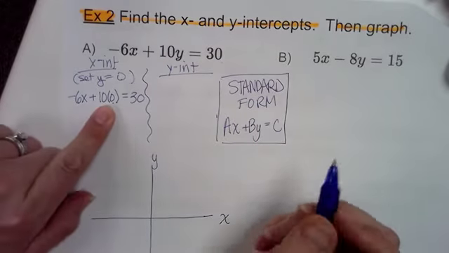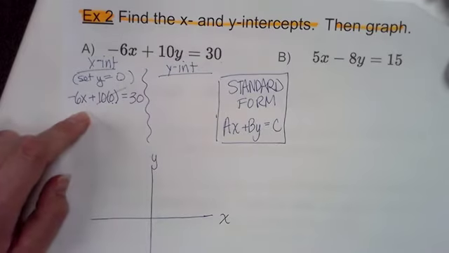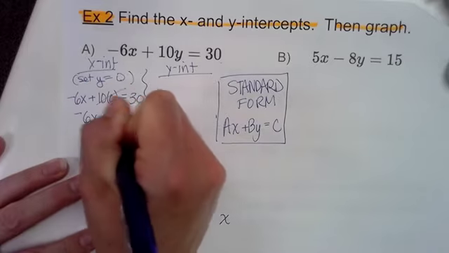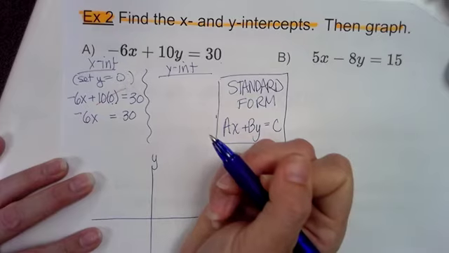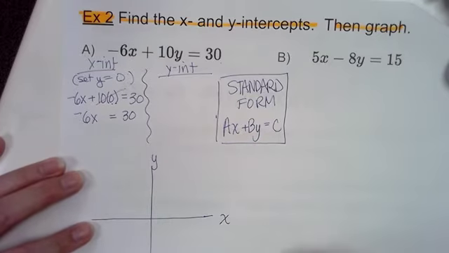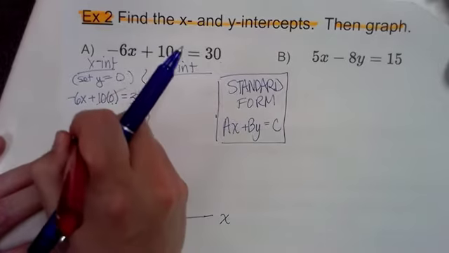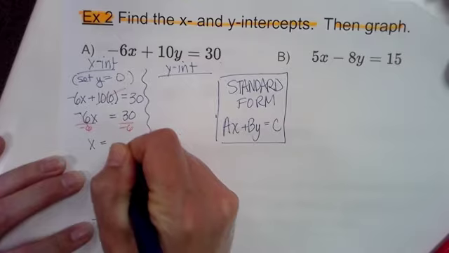What is 10 times 0? 0. That whole thing goes away. What's left? Negative 6x equals 30. And then how do we solve for x? Divide by negative 6. Very good. So always y you're going to divide by 0?